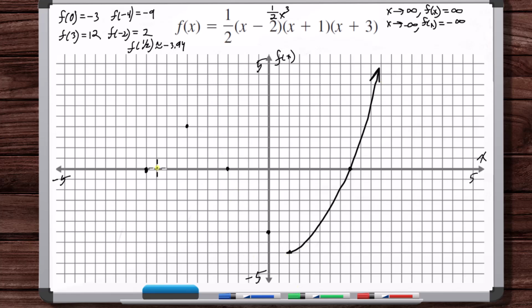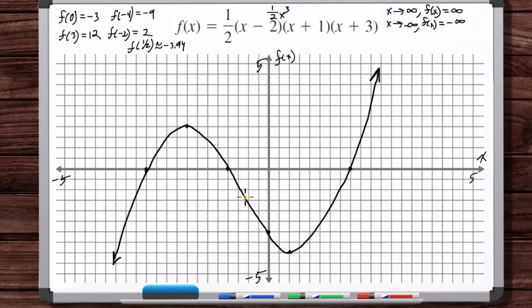And then f of minus 4 is minus 9. That would be 1, 2, 3, 4. So it's not that steep. Maybe like that. And there we go, something like that.